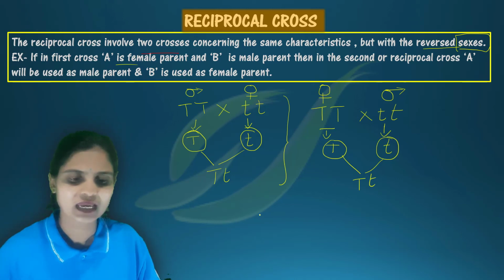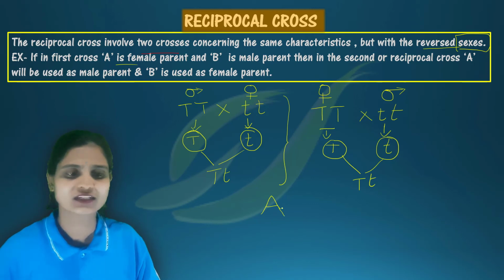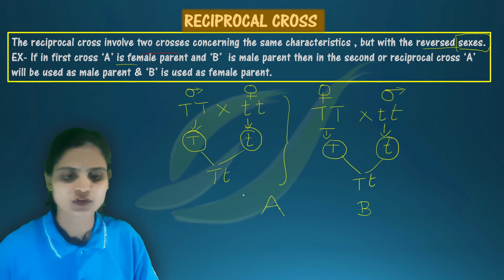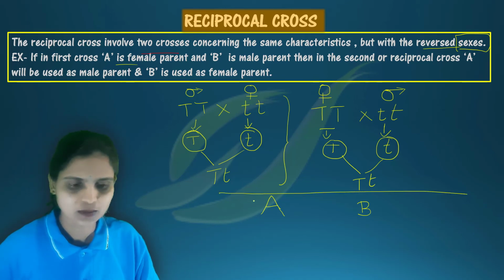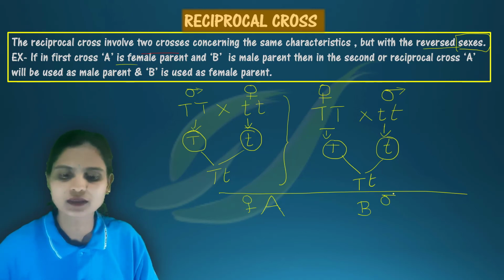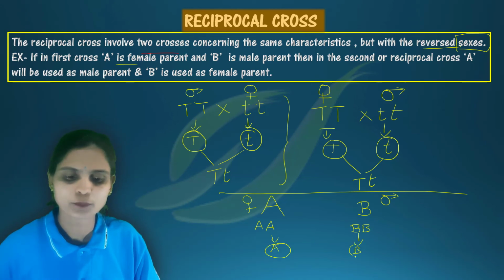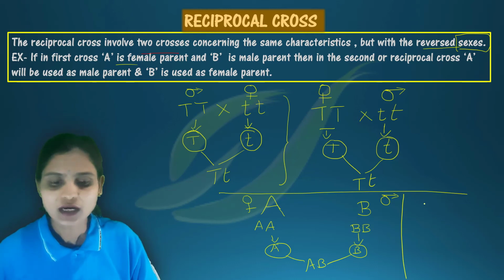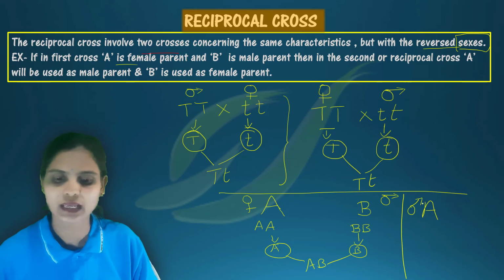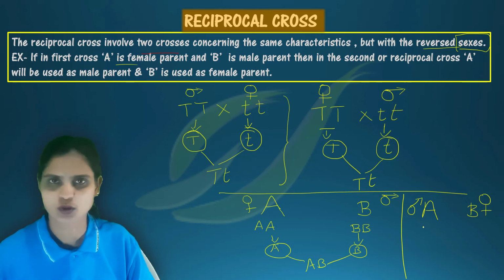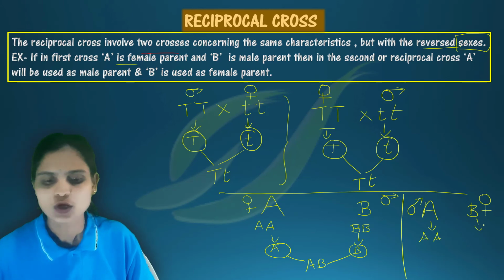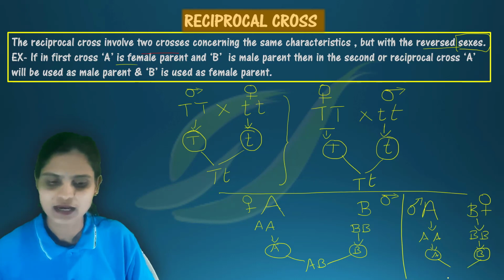In another example, imagine A is a female and B is a male. In the female you have AA genes, in the male you have BB genes. In the gametes you get A and B. When they fuse you get AB. In the next cross, you take A as the male and B as the female. That's all. When you cross like this, the result will be the same, but the sex of the organism has been changed.